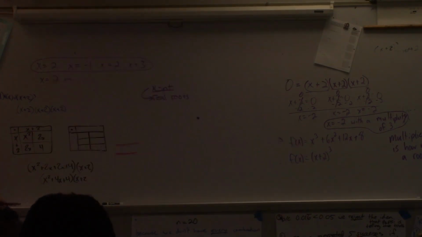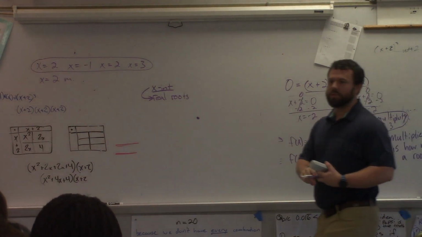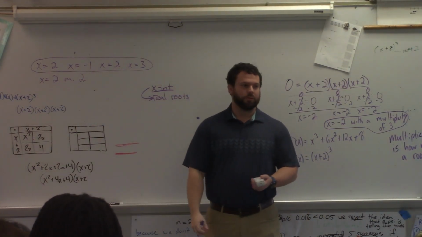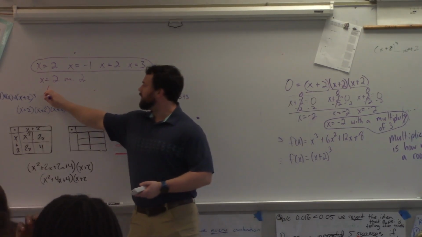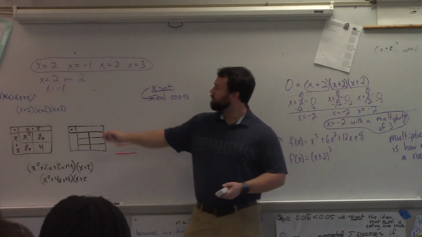I can barely see the thing, but okay. So, you said, what's the multiplicity for the root x equals 2? That's a multiplicity of 2. Why? You see it twice. X equals 2, 2 times, right? What's the multiplicity for x equals negative 1, Finney? 1. Multiplicity of 1.